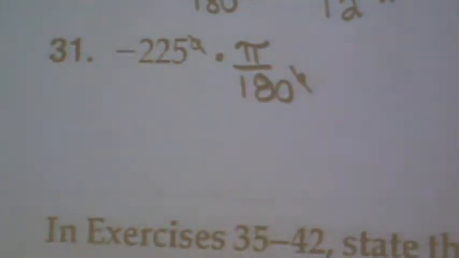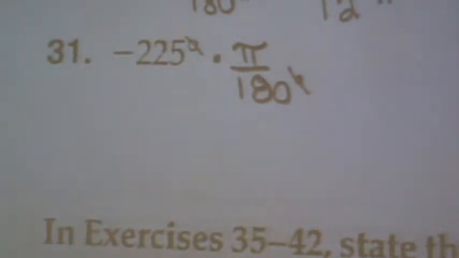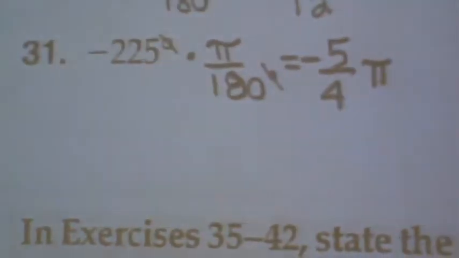Next one. 225 divided by 180. I got 5/4. Yep. Next, 12 divided by 180. These calculators are great because they reduce it for you, 1/15. Make sure you write negative 1/15 pi.